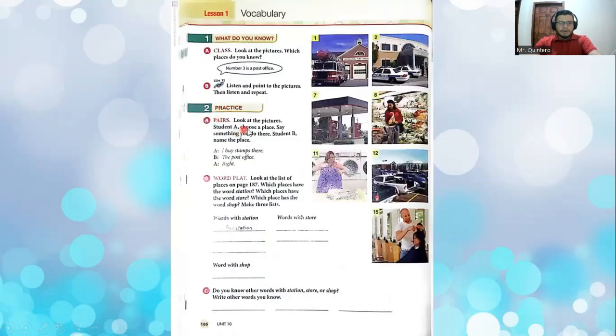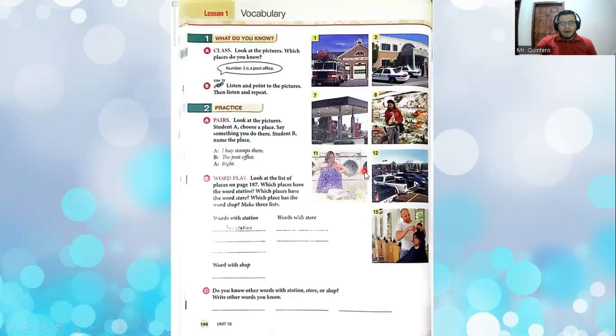So, first, look at the pictures. Student A, choose a place. Say something you do there. Student B, name the place. Student A: I buy stamps there. The post office. Right? In this case, we're going to say the post office. I buy stamps there. The post office. Right? Another student answers.